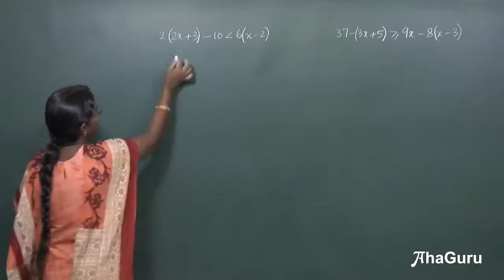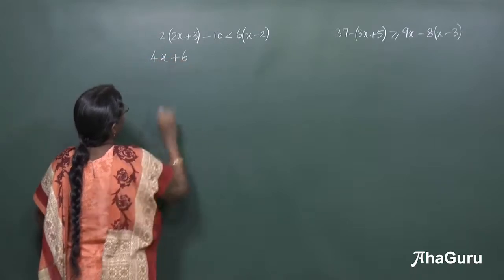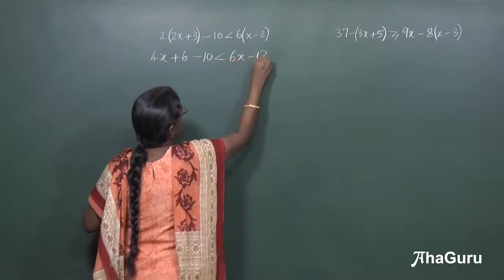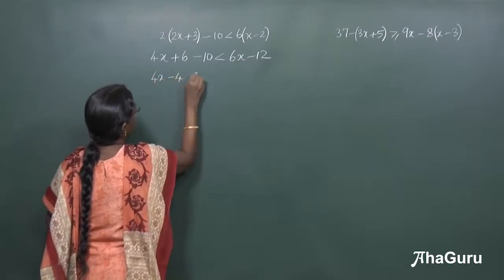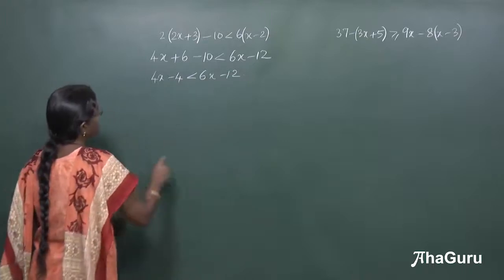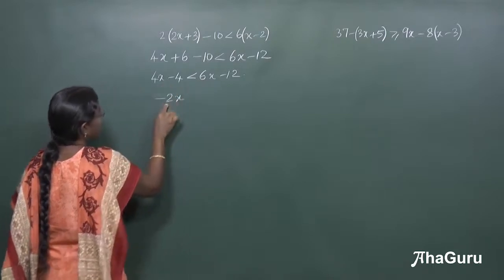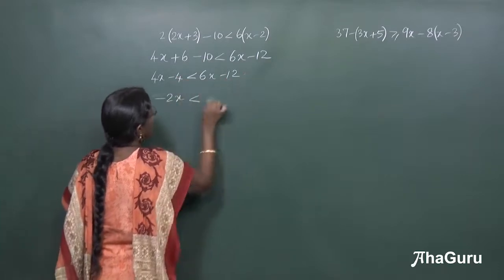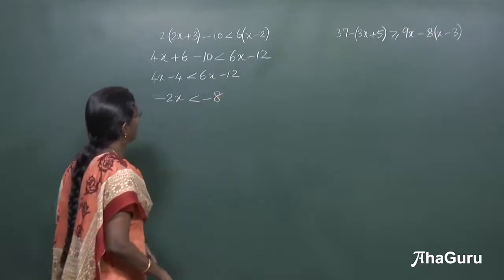We'll see how to solve this inequality. First multiply it by 2, you get a 4x plus 6, correct? Minus 10 is less than a 6x minus 12. So it's a 4x minus 4 less than 6x minus 12. Now all x terms, if you bring it to one side, it will become a minus 2x here. 4x minus 6x becomes a minus 2x, will be less than minus 12 plus 4 will become a minus 8. Minus 12 plus 4, it's a minus 8.